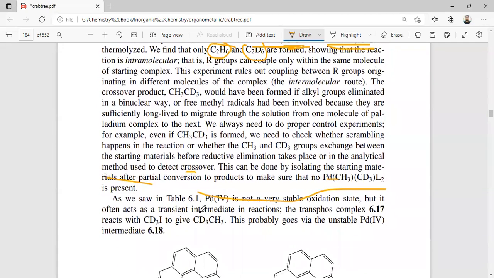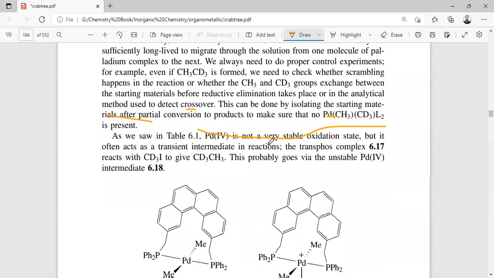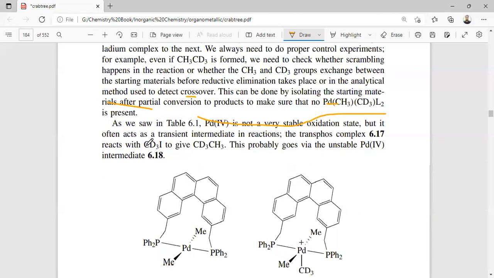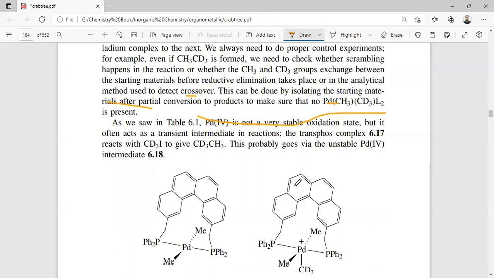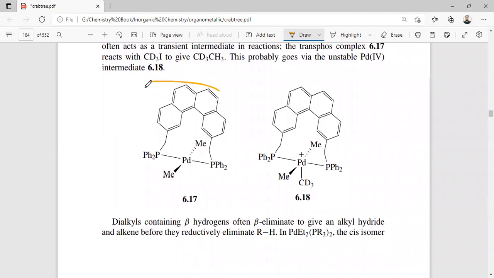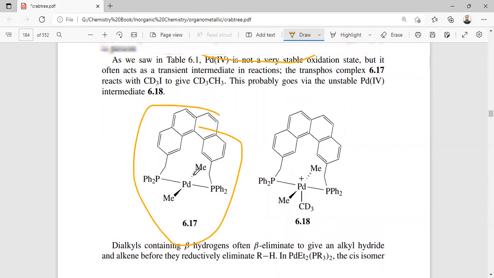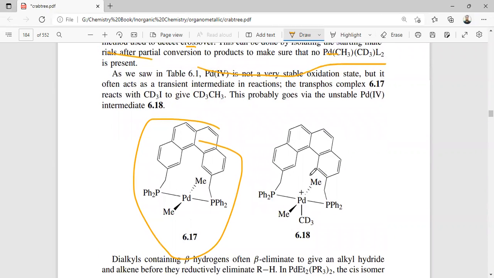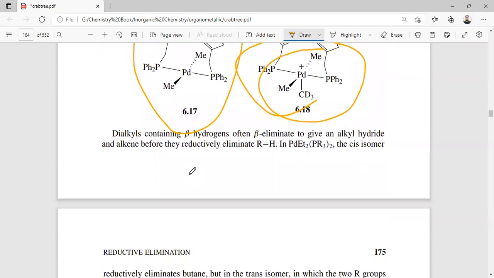So palladium(IV) is not only a very stable oxidation state, but it often appears as a transition intermediate in the reaction. The triphos complex reacts with the CD3 to give CD3, probably caused by the unstable palladium(IV) intermediate. So this triphos ligand reacts with this CD3 to form this stable palladium(IV) intermediate.